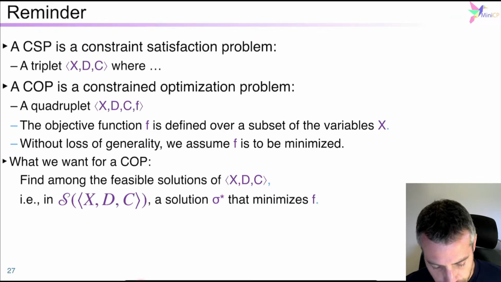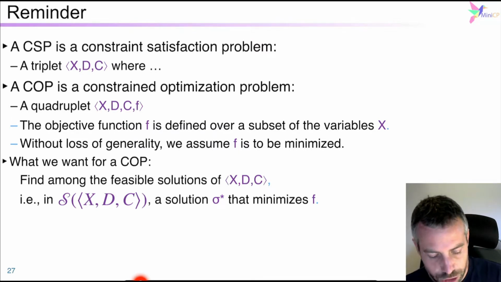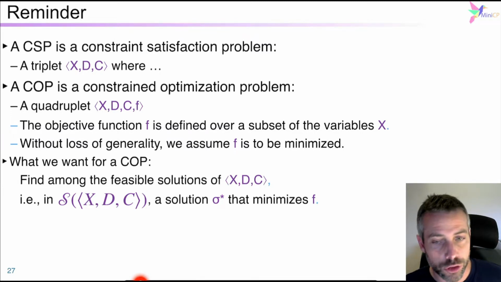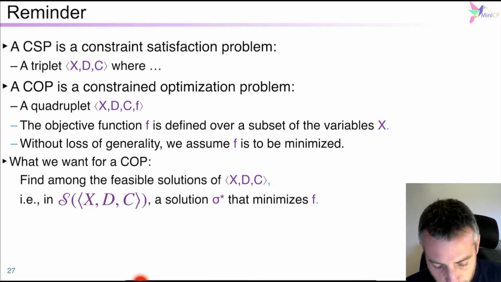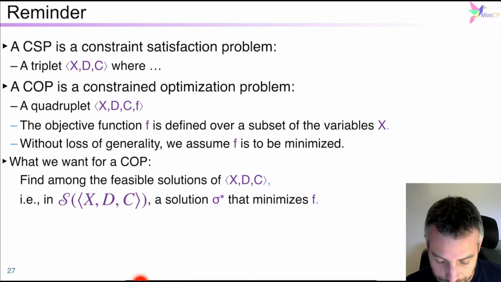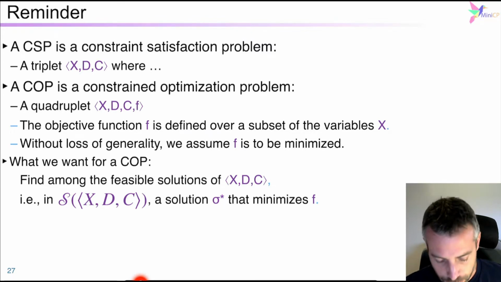Just a few notations first to make sure that we know what we are talking about. A constraint satisfaction problem is a triplet of variables, domains, and constraints. And a constraint optimization problem, in addition to that, defines some objective function that you may want to optimize, that is maximize or minimize. We assume here that we want to minimize this objective function. So that's a constraint optimization problem.